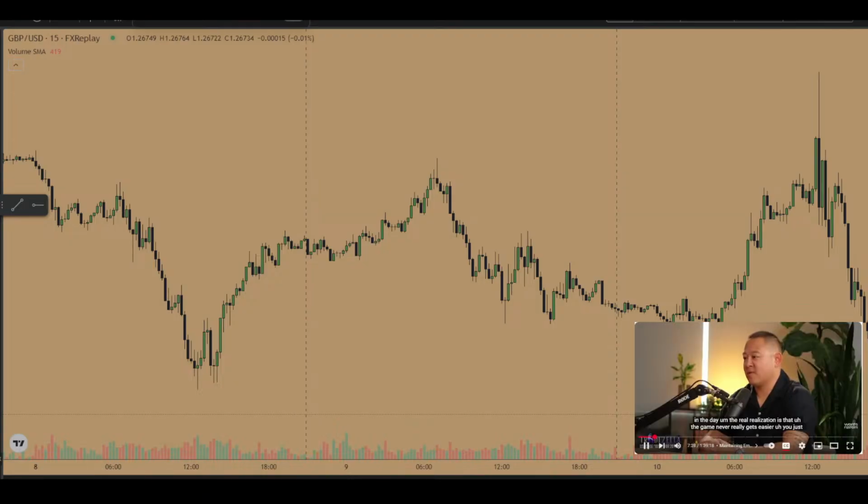The game never really gets easier. You just get more comfortable with the swings. You get more comfortable with the emotional volatility, and you get more comfortable with the risk that you're putting on. That took a long time because, as I've mentioned before, when most traders first start trading, you're putting on $50, $100, $250 in risk, and it's causing heart palpitations almost.